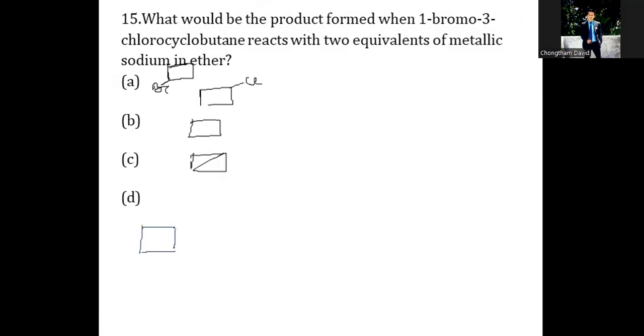Let us write down. You have to hunt for this. 1-bromo-3-chlorocyclobutane. Write down this reaction. The substrate is 1-bromo. Count from here, 1, 2, 3. 1-bromo-3-chlorocyclobutane, in the presence of sodium, ether is the solvent. What will be formed here?